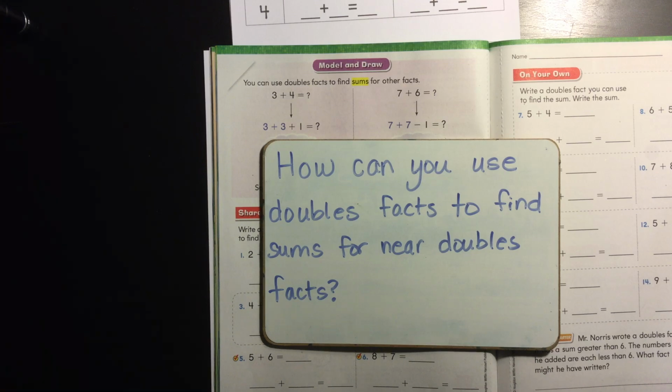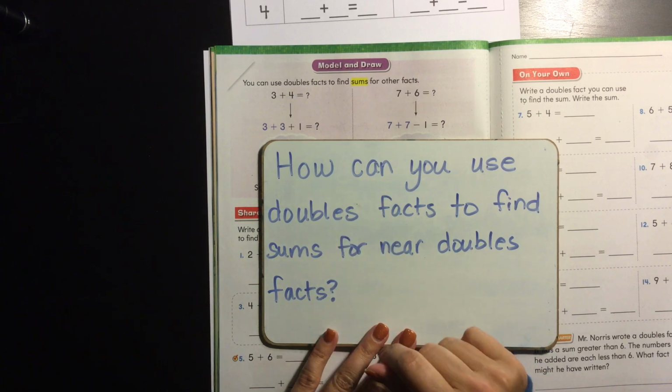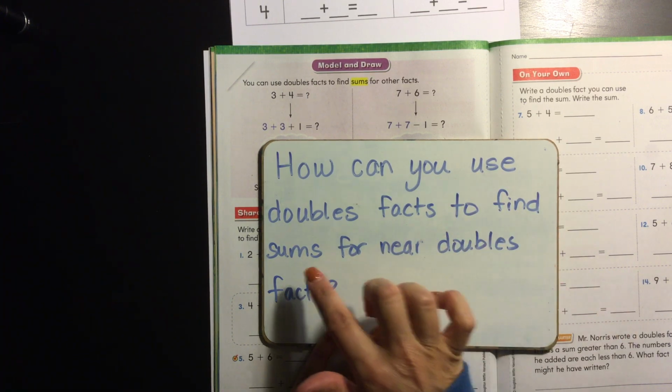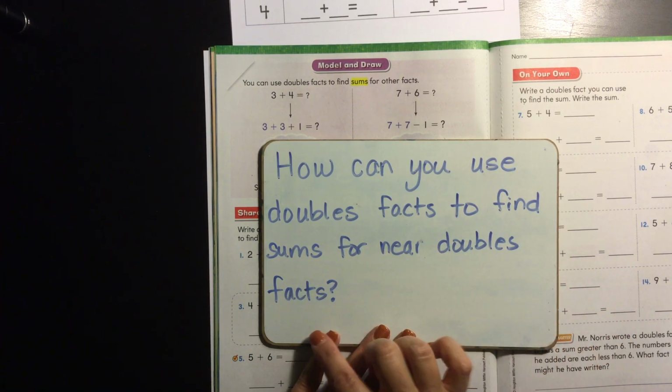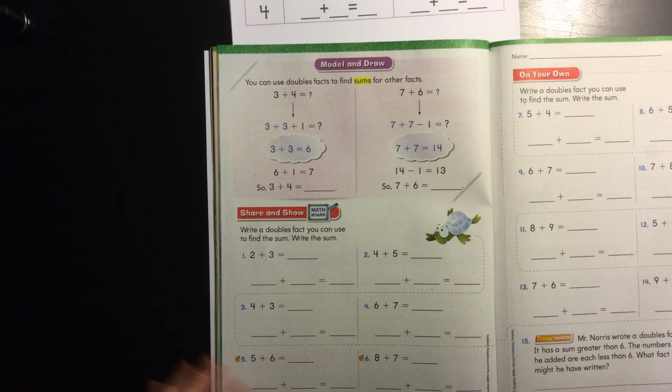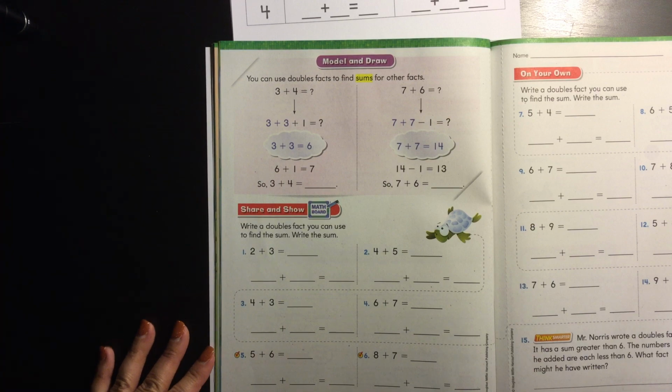In this lesson, lesson 3.1, our essential question is, repeat after me, how can you use doubles facts to find sums for near doubles facts? All right, so what I want you to do is open up to page 164.